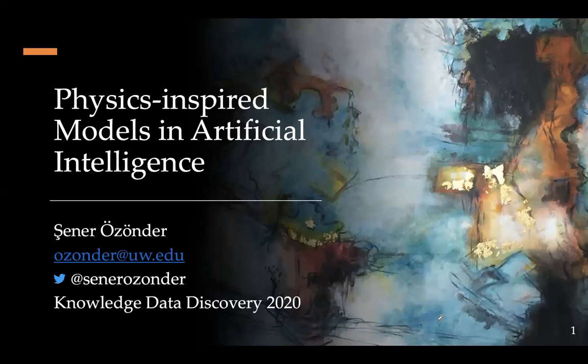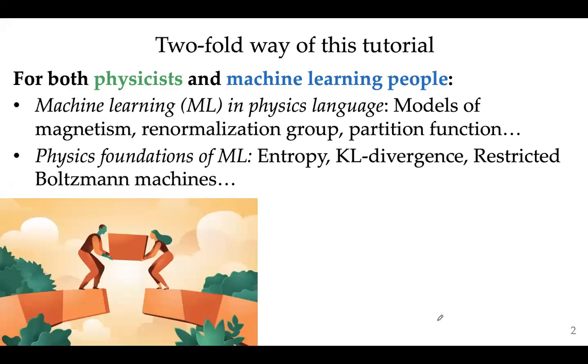In this tutorial, I'm going to talk about physics-inspired models in artificial intelligence. This tutorial is intended for both physicists and machine learning people. I'm going to try to explain machine learning in physics language. In physics, there are models of magnetism, ideas of renormalization group, or concepts like partition function. And also, I'm going to go into the details of physics foundations of machine learning. I'm going to talk about entropy, KL divergence, restricted Boltzmann machines, and more.